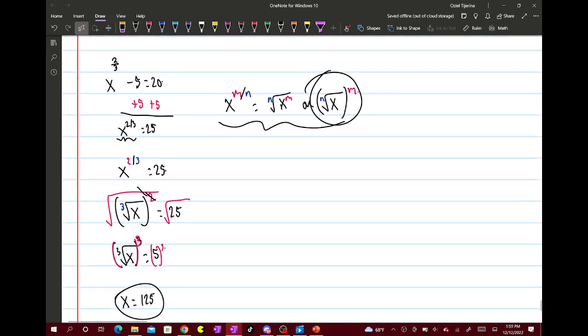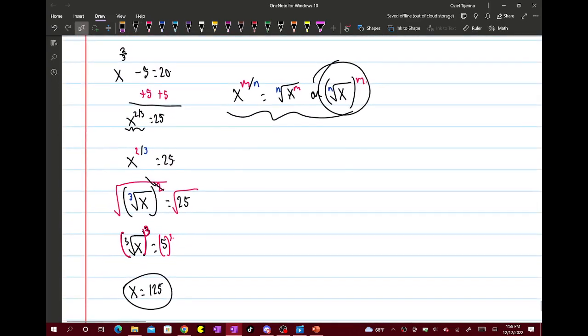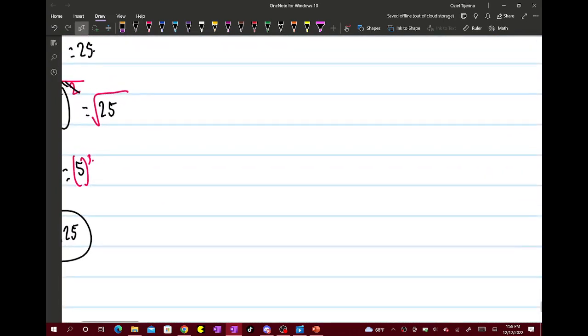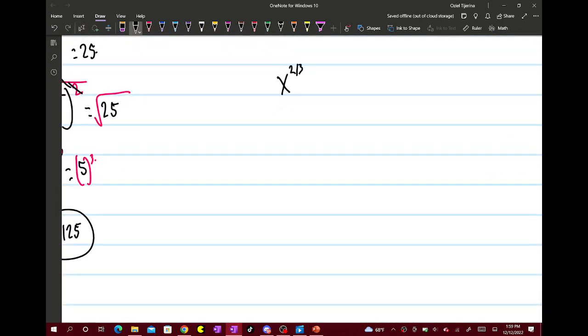Now, again, the other way that you can do it is if we have x to the 2/3 equals 25, you can literally raise it by the reciprocal. You're going to say to the 3/2 power on both sides. And so this will give you x is equal to 25 to the 3/2 power.